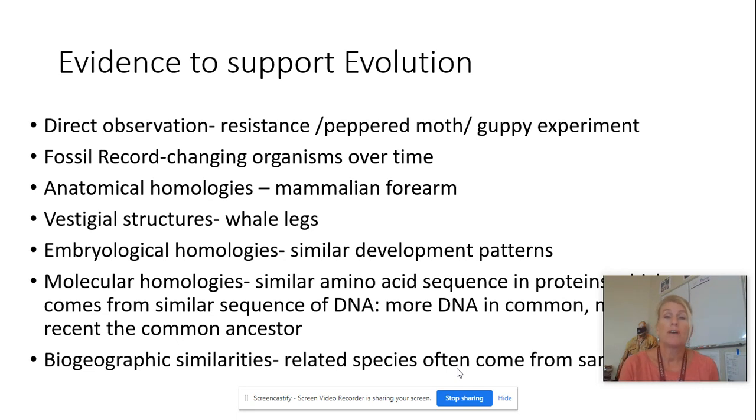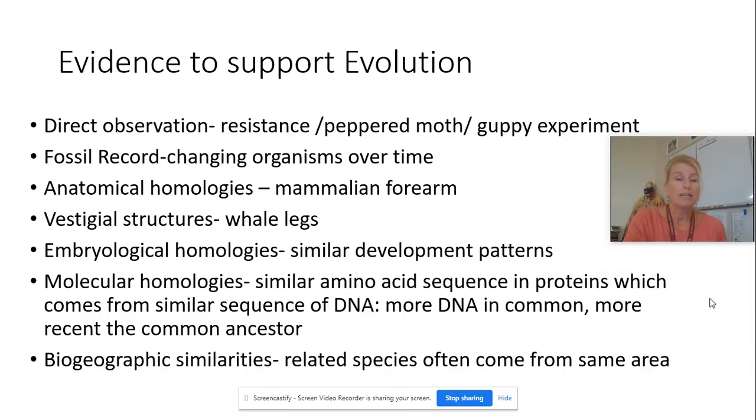When we look at the embryological development of organisms, we can see similarities shared across very diverse groups, and those similarities suggest that there's a common ancestor. Perhaps, though, the most compelling of all of the evidence would be our biochemical evidence. The fact that all living things use DNA as their molecule of life suggests that all living things share a common ancestor. And then there are biogeographic similarities as well, where related species often tend to come from the same area. And we'll talk about that more in just a little bit.